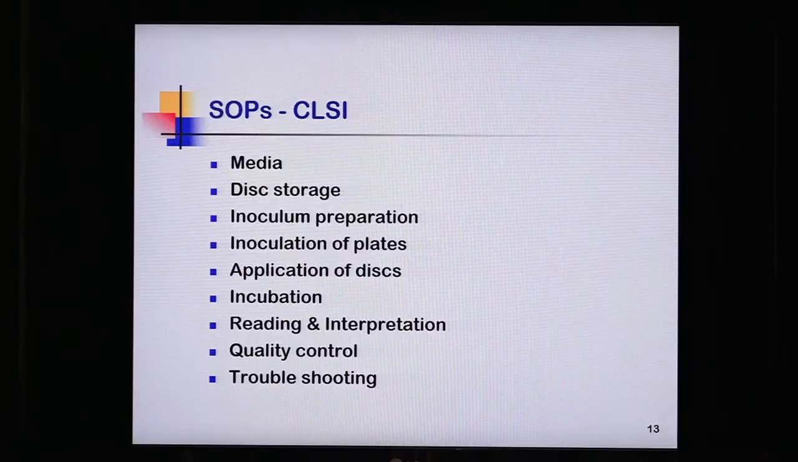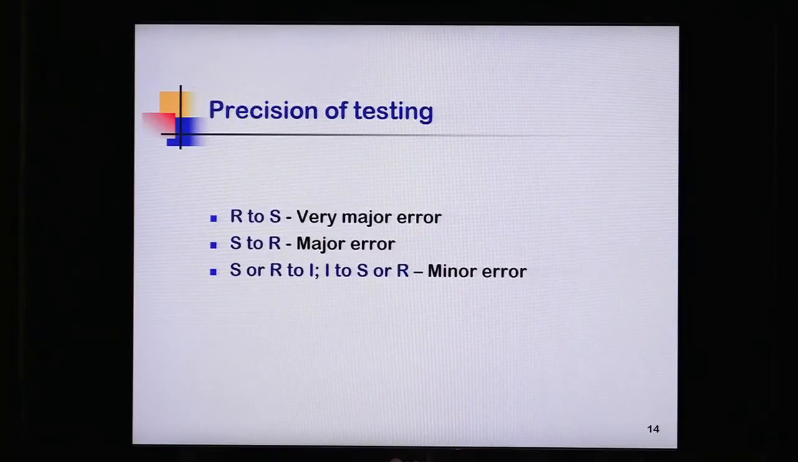Yeah. So I don't think I need to go into the details. They are all well known to us. What is important is this precision of testing, because if you report by mistake a resistant as sensitive, it is almost a criminal mistake, because you are allowing the clinician to use an antibiotic that is not going to work.